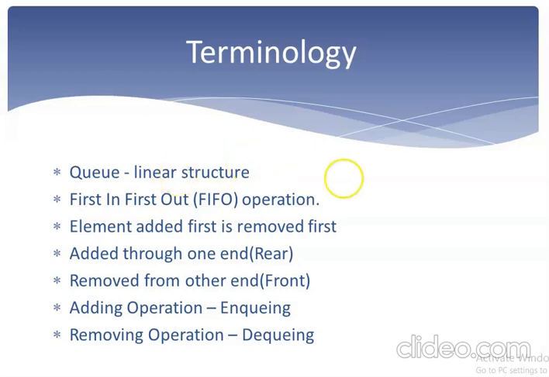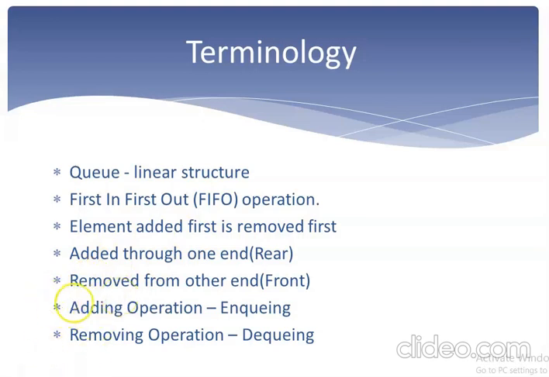I have told you it's a FIFO structure, that is first in, first out. Operations will be performed in this manner. Whichever value gets into the structure first will be taken out first. The element added first is removed first. That is the meaning of FIFO. If there are two elements, whichever is added first is removed before the second one.